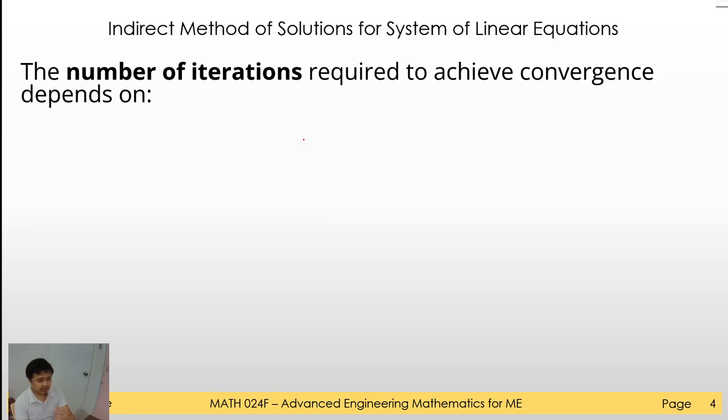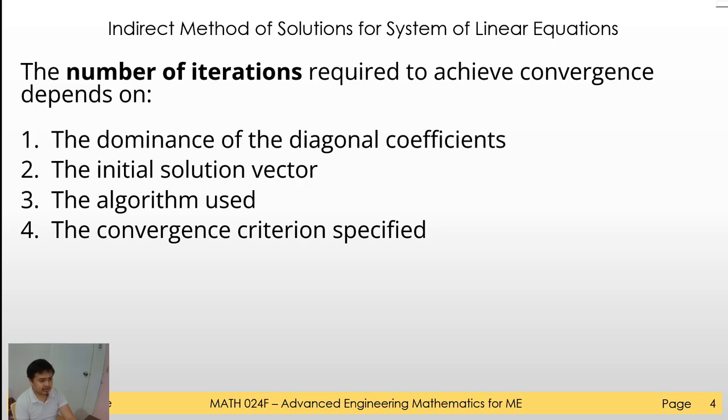There are different things that affect how fast the convergence of our solution will be using iterative methods. The first one is diagonal dominance. If your matrix is diagonally dominant, then it will converge faster compared to if it is not diagonally dominant. And then it also depends on the initial solution. If your initial solution is far away from the exact one, it will take longer compared to when your initial solution is already close enough to the exact.